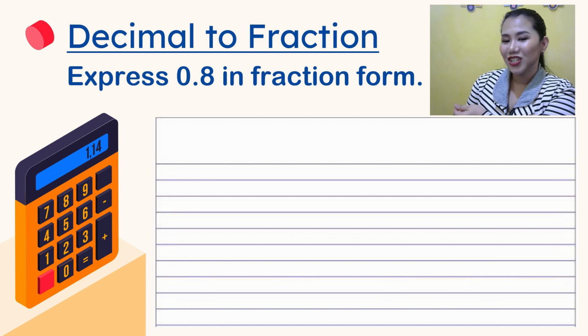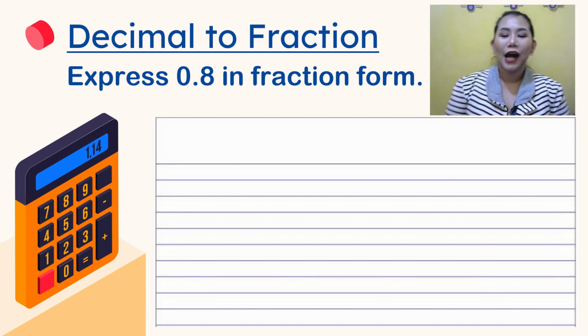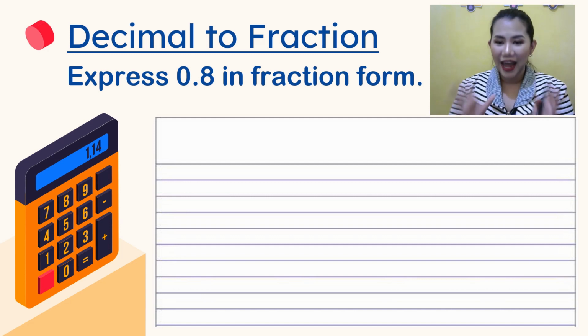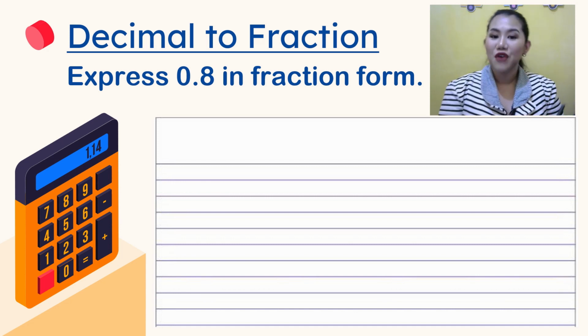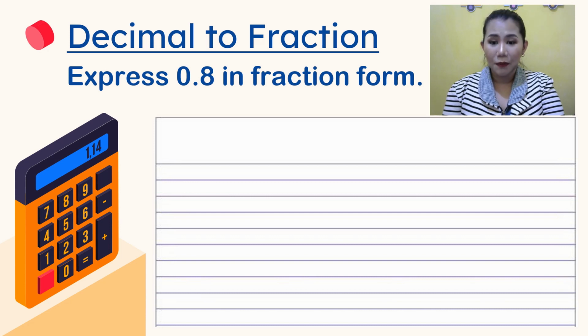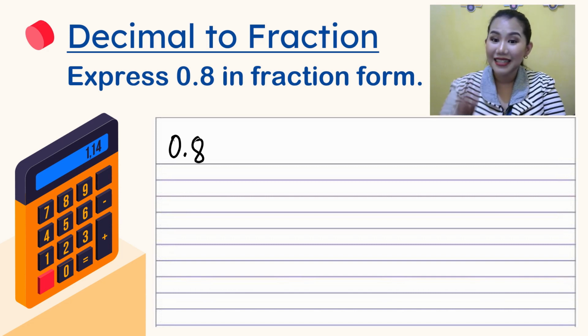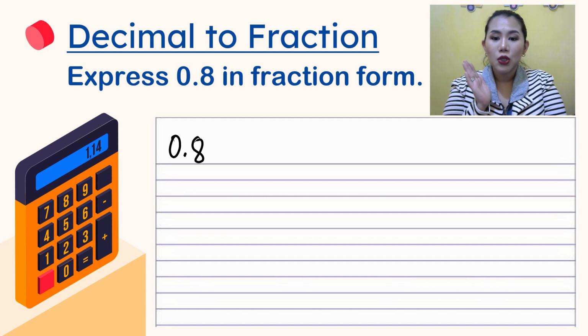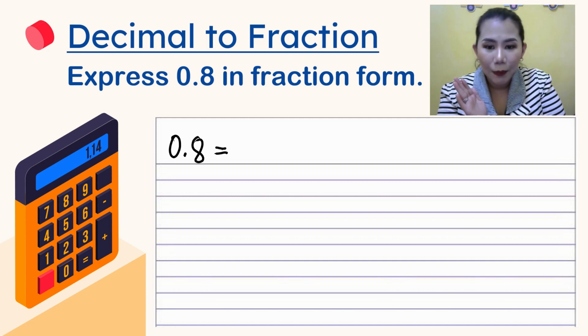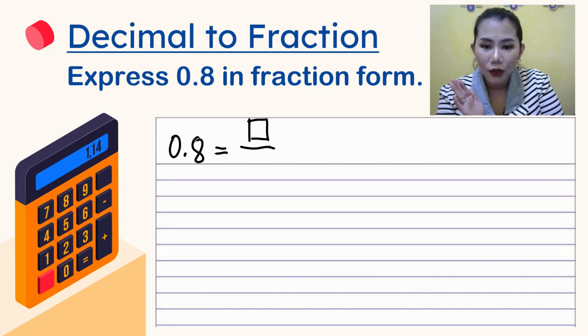Let us now change decimal to fraction. How do we change or express rational numbers from decimal to fraction? This is what we do. Okay? Meron tayo dito ngayong 0.8 and 0.8 is in a decimal form. So, how are we going to change this into fraction wherein dapat meron daw tayong numerator at meron tayong denominator. So, how are we going to find that?